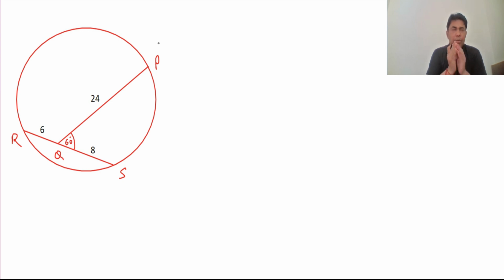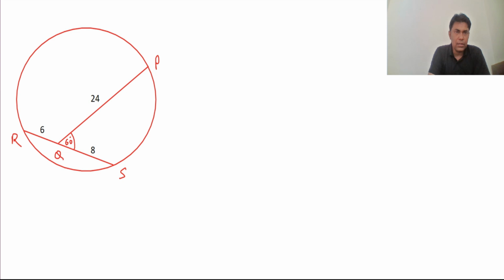In fact, this problem is asked in the Chinese Mathematical Olympiad. The statement of the question is: PQ is a line segment of length 24 units. Similarly, RS is also a line segment that is divided into two parts, RQ and QS, having lengths 6 units and 8 units respectively, and angle PQS is 60 degrees. We have to find the radius of the circle.